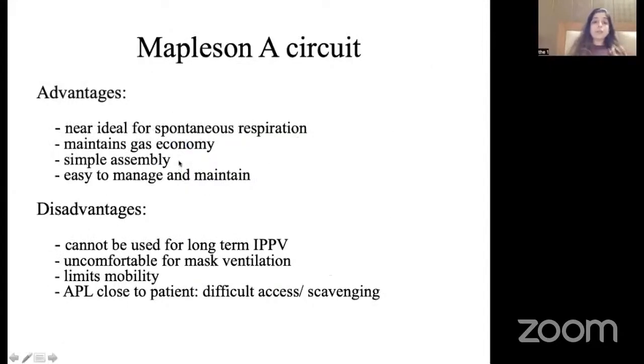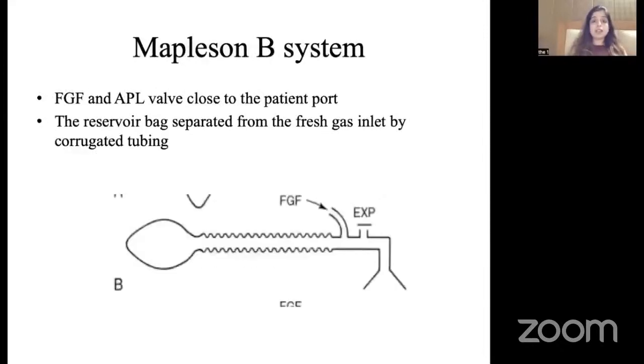So the advantages of the Mapleson A circuit are that it is ideal for spontaneous respiration, economical, and easy to assemble, manage and maintain. Disadvantages: it is not recommended for controlled ventilation. Mask ventilation will be uncomfortable. It limits your mobility, and with the APL valve being close to the patient, there will be difficulty in access as well as in scavenging the gases.